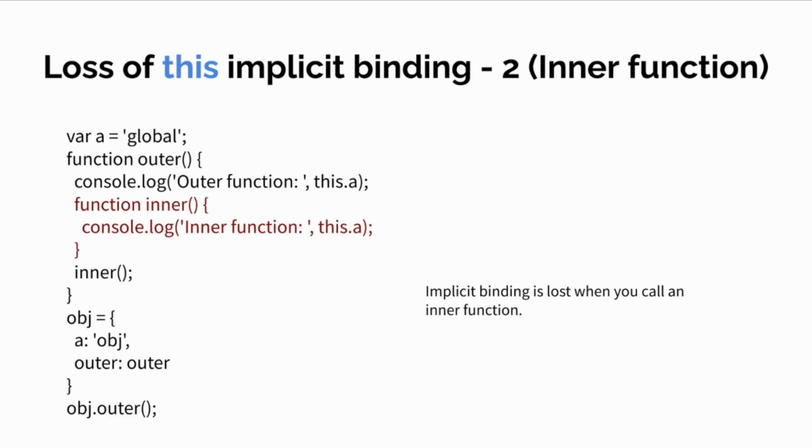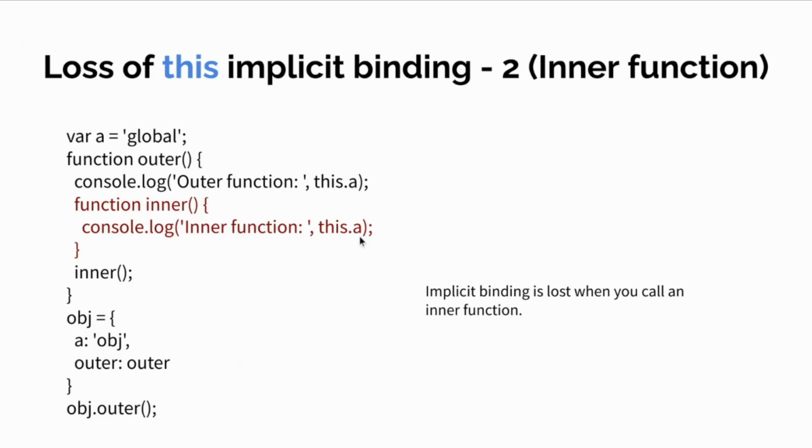Implicit binding is also lost when you have an inner function. So we have the exact same setup. You have obj, you have this function outer, you have outer assigned to a property, and you are calling obj.outer. This is the same sort of structure. But inside outer, you define the function inner and you call it.